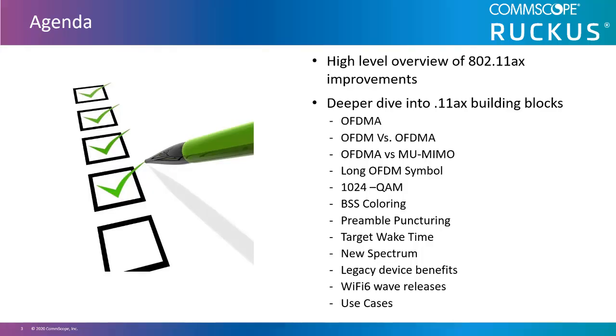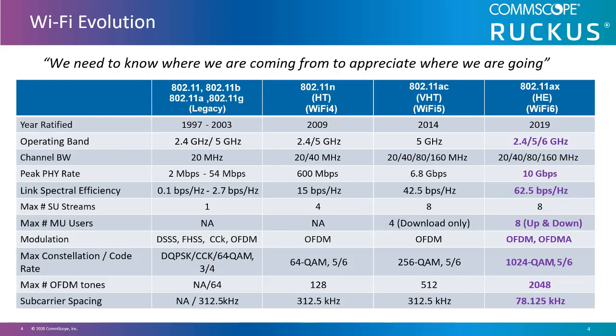We'll start out with a very high-level overview of the building blocks of 802.11ax, then drill down deeper into each building block. This will include the discussion on OFDMA, OFDM versus OFDMA, OFDMA versus multi-user MIMO, long-distance OFDM symbols, 1024 QAM, BSS coloring, preamble puncturing, target wake times, legacy device benefits to 802.11ax, Wi-Fi 6 wave releases, and finally use cases. Before discussing 802.11ax, let's briefly take a little trip through the evolution of Wi-Fi.